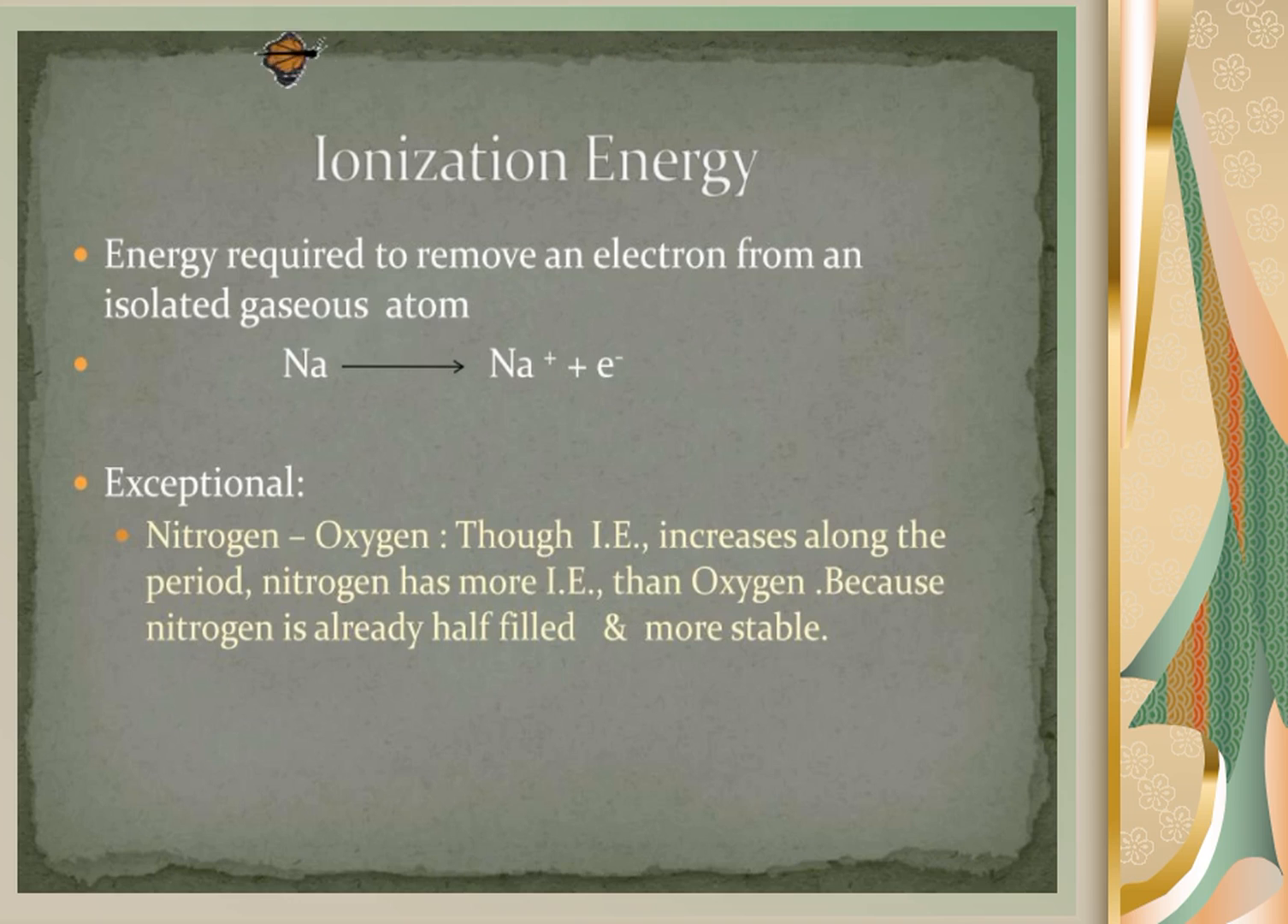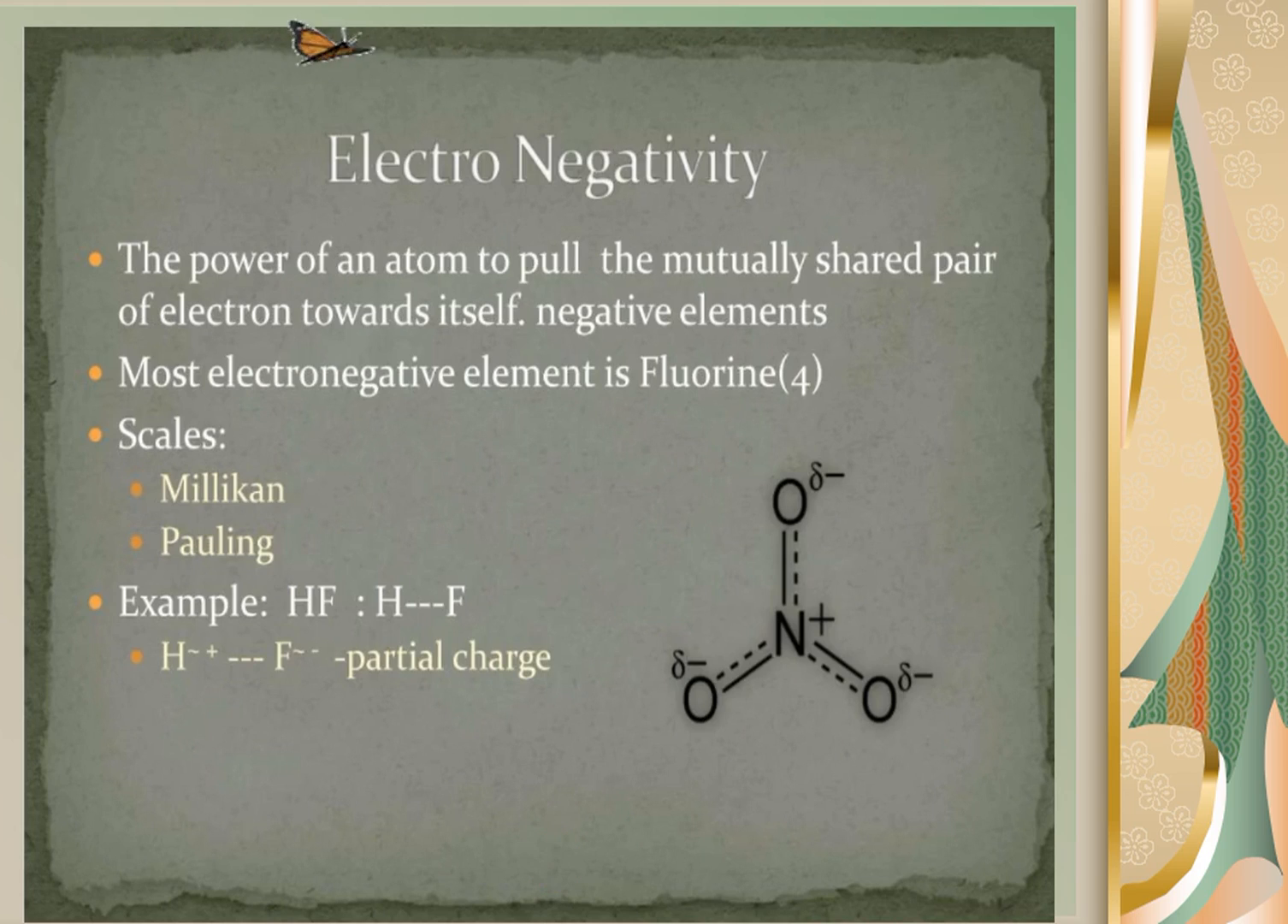Here is an exception: ionization energy increases along the period, but nitrogen has more ionization energy than oxygen because nitrogen is already half filled and more stable. Electronegativity: the tendency of an atom in a chemical compound to attract a shared pair of electrons to itself is called electronegativity. In a period from left to right, the value of electronegativity increases, while down a group, the value of electronegativity decreases.